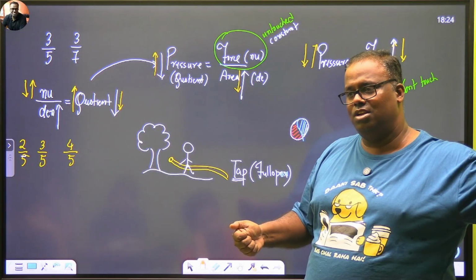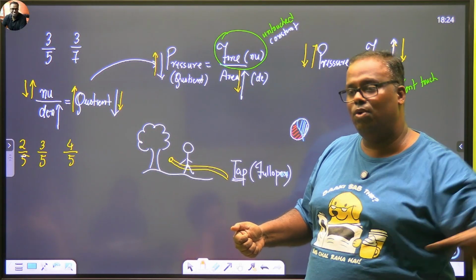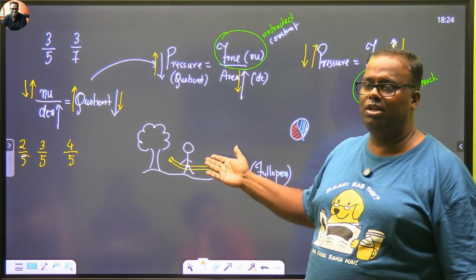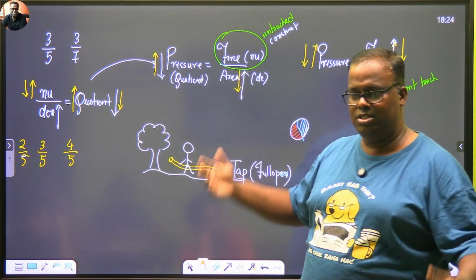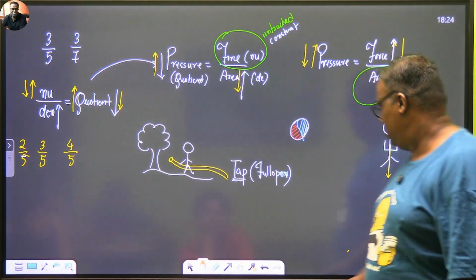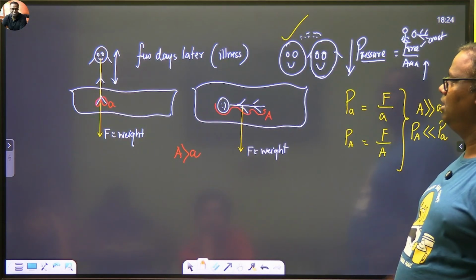Area is constant now. What is being increased? The force is being increased. So if the force is being increased, automatically what is happening? Pressure is increasing. The pressure will increase. Not decrease, increase. So we come back to this example.